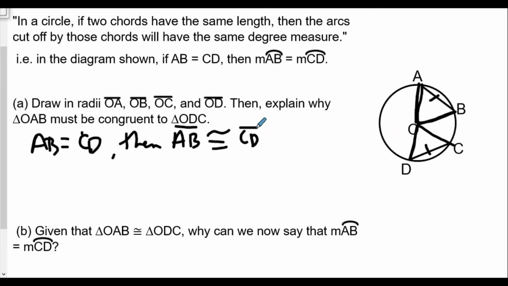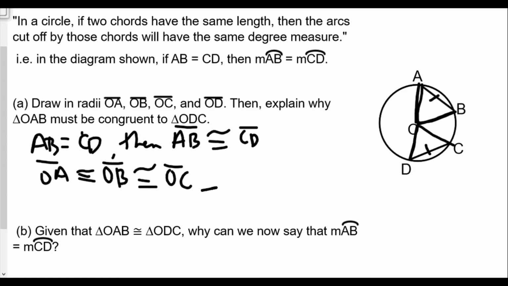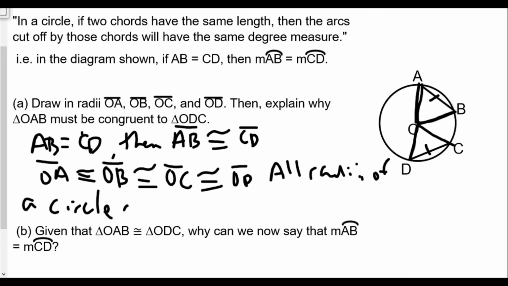We also know that OA is congruent to OB, which is congruent to OC, which is congruent to OD. In this situation, all radii of a circle are congruent. So we now know that these segments are all congruent. Well, we have everything we need.